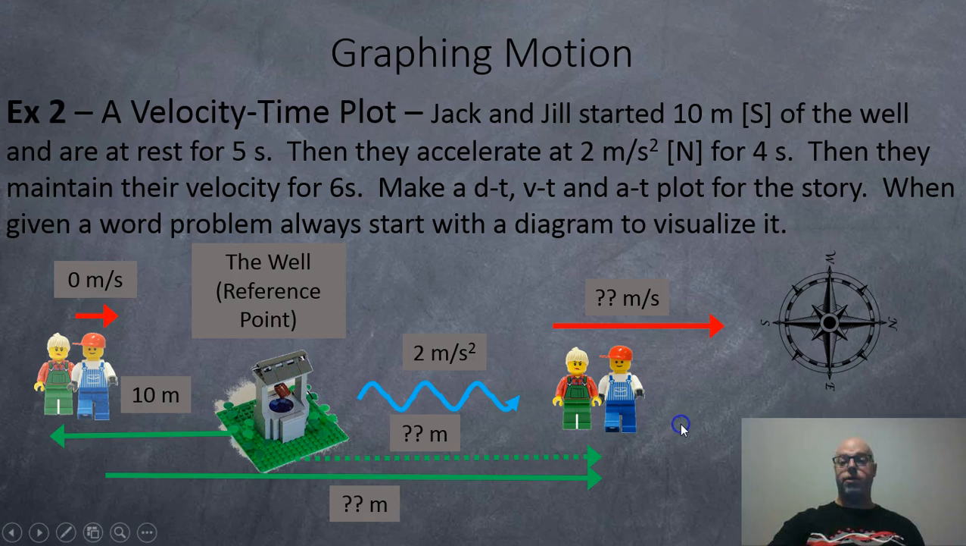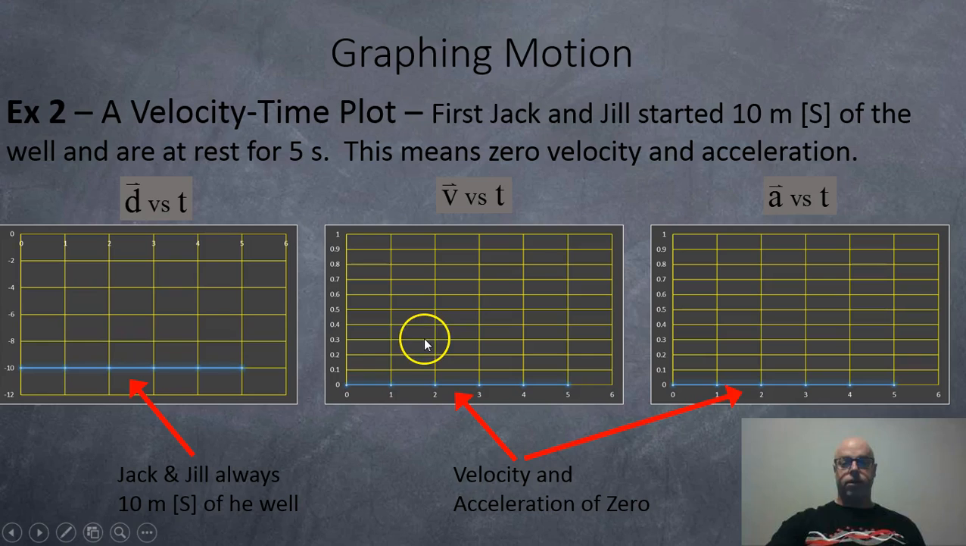Now we can actually make some graphs from that. Example 2: we're going to make a velocity time plot. First, Jack and Jill start 10 meters south of the well, and they're at rest for 5 seconds. So what would that look like? If you're 10 meters south, or minus 10, and you don't move, you're going to have a flat line. Of course, you're not moving, so 0 is your velocity, and you're not changing your velocity, so your acceleration is also 0.